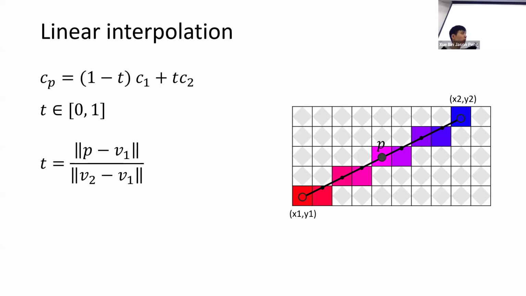If P is close to V1, then the numerator will be very small and it's going to be close to 0, and therefore T is going to be close to 0. As we move closer and closer to the endpoint V2, the numerator is going to become more and more similar to the denominator. And so we're going to get a T value of 1. So we can then use this linear interpolation formula to calculate the interpolation values for blending colors along the line. Any questions about this?